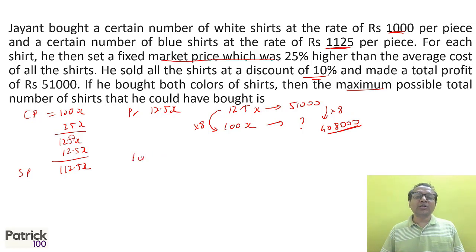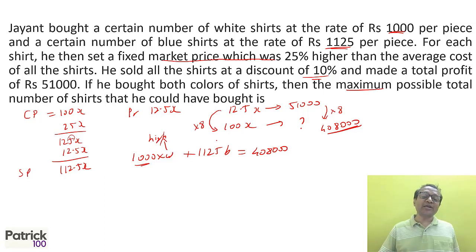Now, technically, 1,000 into white shirts plus 1,125 into blue shirts should give you the total cost of 4,08,000. If I want the maximum number of shirts, I should have a high number of white shirts because the cost is lower. The cost is lower, that means I need a high value of white shirts and a low value of blue shirts. Right? Because if I buy more of the low cost item, the number of items will be more. Now, this is ending in 1,000. The answer also is ending in 1,000. So this should end in 1,000 as well, which is only possible with 8.